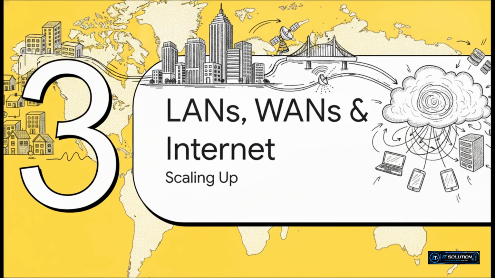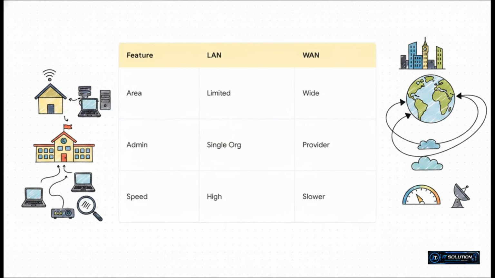We are definitely scaling up now. So we've seen how to build the blueprint for a single building or a single enterprise, but what happens when we need to connect whole cities or even countries? To understand a scale this massive, we have to compare a LAN, or local area network, to a WAN, or wide area network. A LAN operates in a very limited geographical area, like a home office or a school campus.